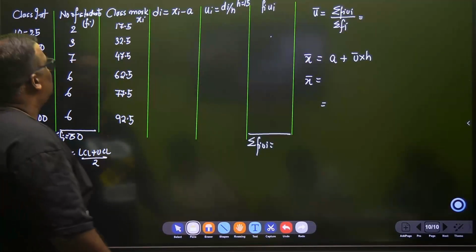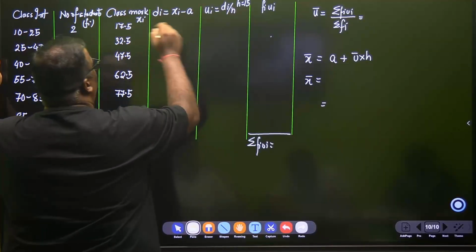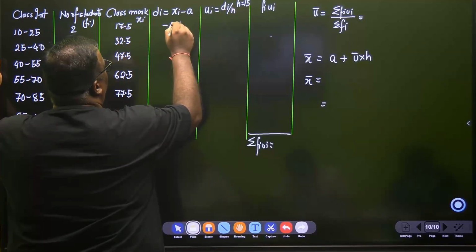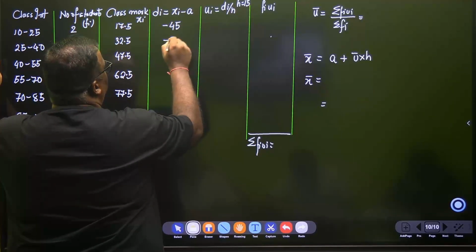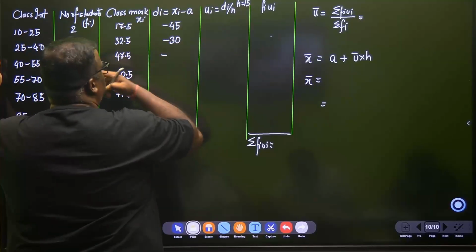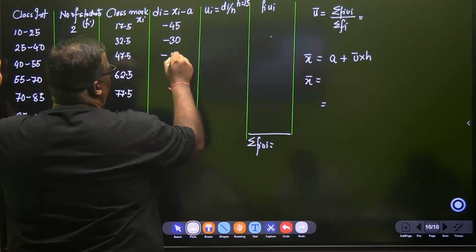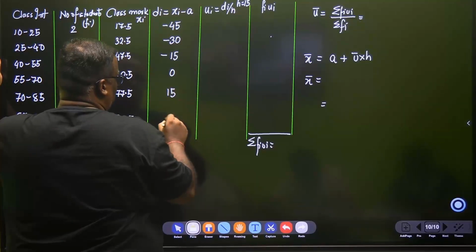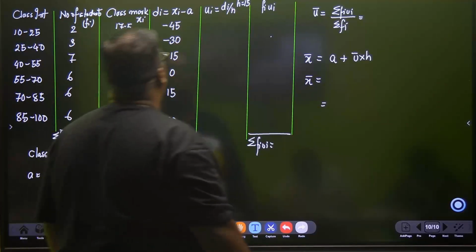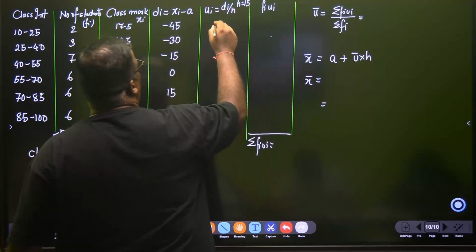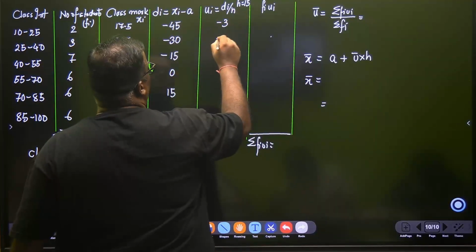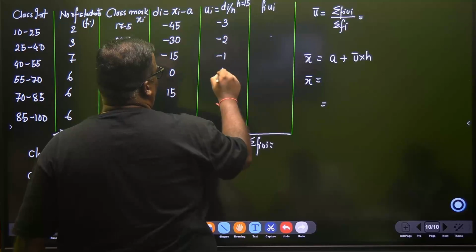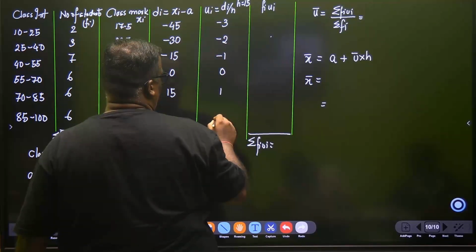Right. So 62.5, Xi minus a, this becomes minus 45. This becomes minus 30. This becomes minus 15. This becomes 0. This will become 15 and this will become 30. So if I divide by 15, this is minus 3, minus 2, minus 1, 0, 1, 2.